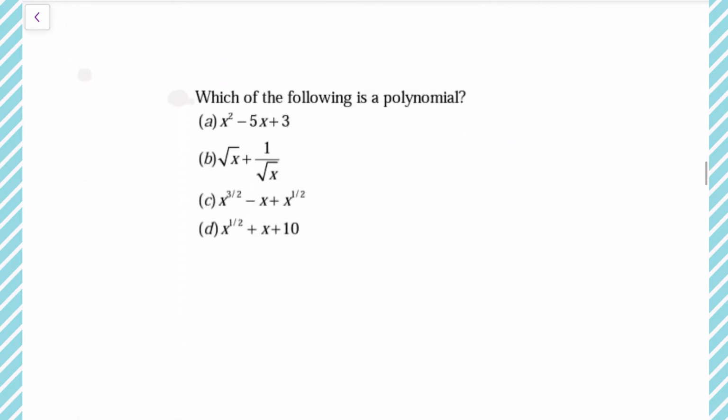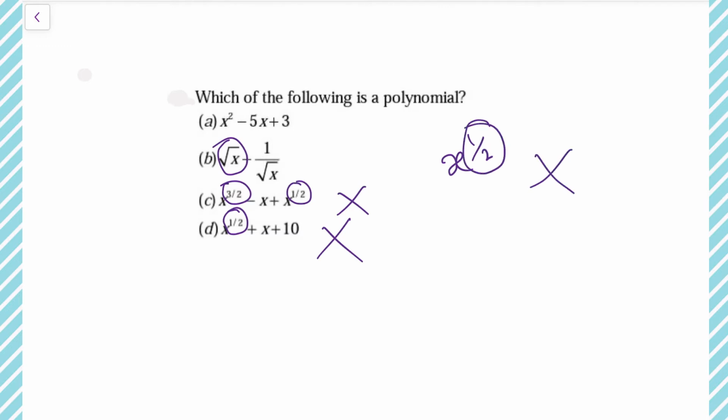Next, in this he is asking which is a polynomial. Then let us check one by one. Here power 1 by 2, not a whole number. Here power 1 by 2, power 3 by 2, not a whole number. Root x means what? x power 1 by 2. So here the power is 1 by 2, that's why not a whole number, so not a polynomial. Here power is 2, a whole number, here power is 1, a whole number, so both the powers are whole numbers, then definitely that is a polynomial. So option A.